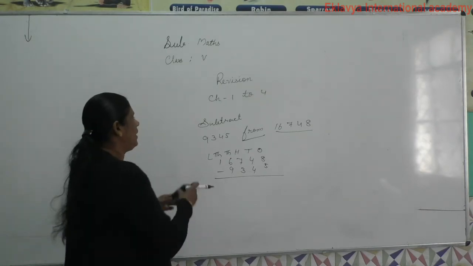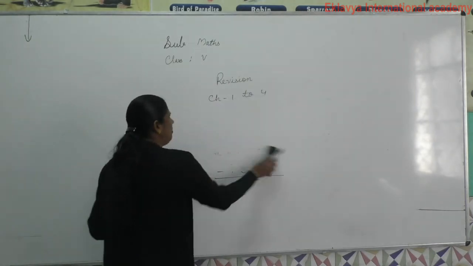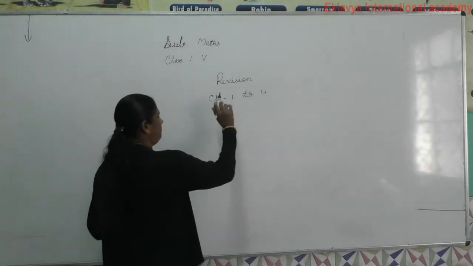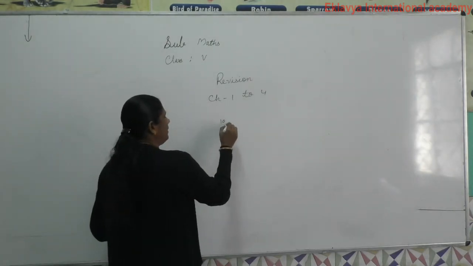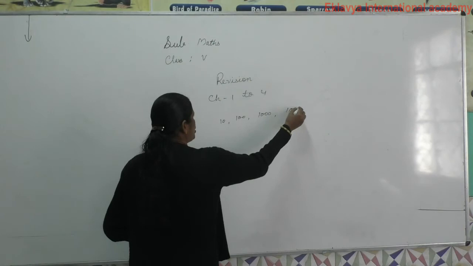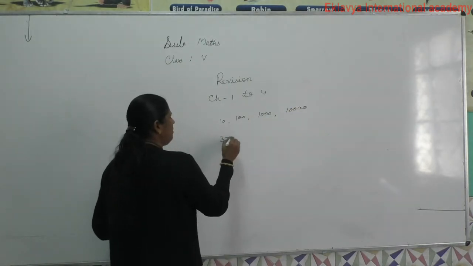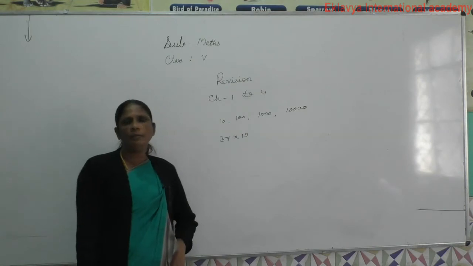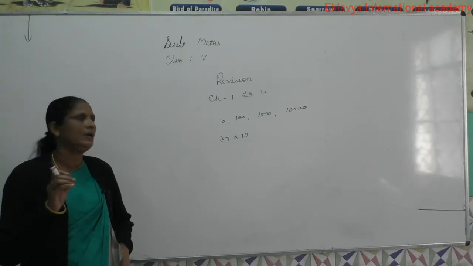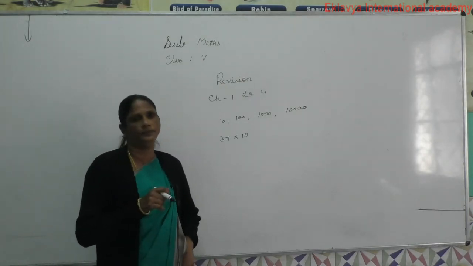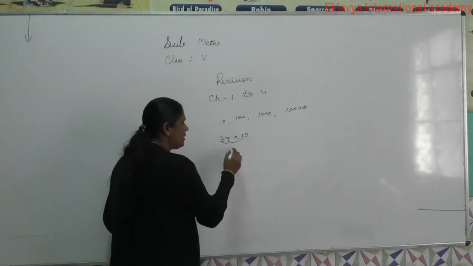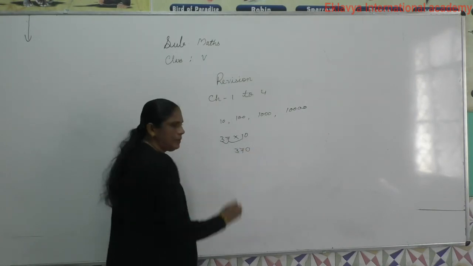Now, multiplication by 10, 100, 1000, 10,000 and so on. 37 multiply 10. We multiply by 10. We put 0 on the right hand side of the number. That is, first you multiply 37 and 1. 37 ones are 37. Then you put 0.